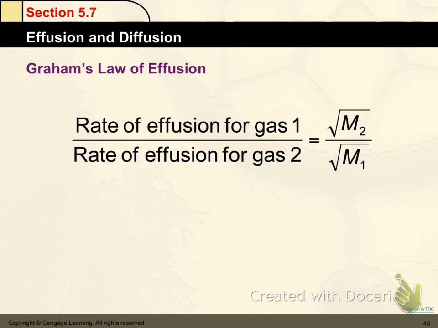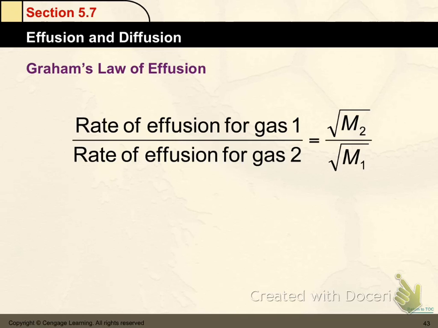So here's the confusing point, if you're not confused enough already. When you look at the ratio, because by the way, this is a ratio. We never find the rate of effusion for just one gas. We find, well, how much faster does this gas effuse as compared to this gas?